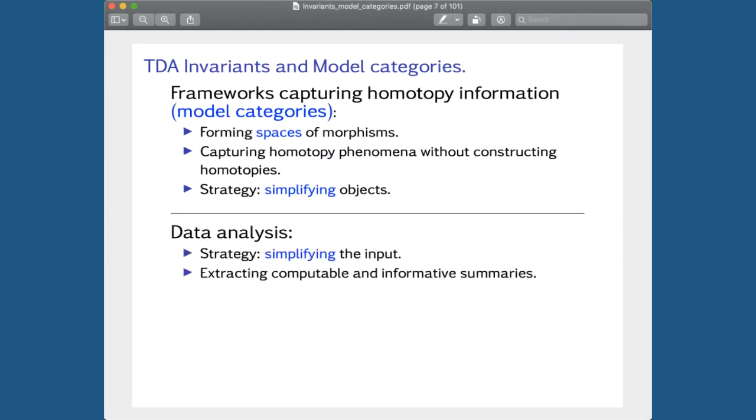Note that data analysis is also about simplifying and extracting summaries that are computable and manageable. So one wonders, besides these common strategies of simplifying, what do model categories and homotopy frameworks have to do with data analysis?